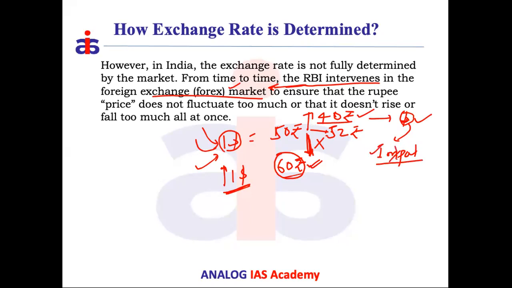We cannot stop imports. So that is why whenever the appreciation happens, the exporters may feel that I'm not earning anything, so I will stop exports for a brief period till the time the exchange rate comes back to somewhere around 50. During this time, what RBI does is, it will intervene. It will supply more rupees.